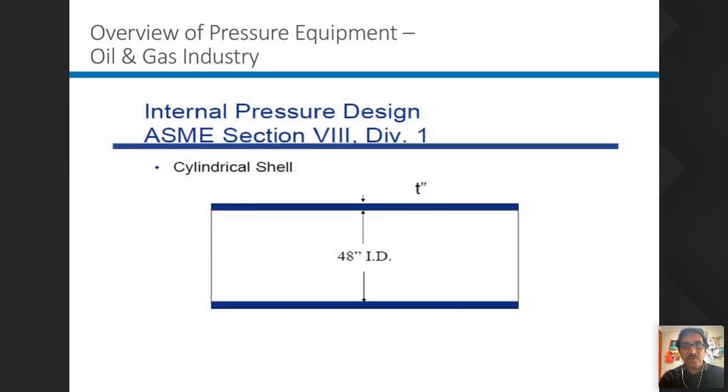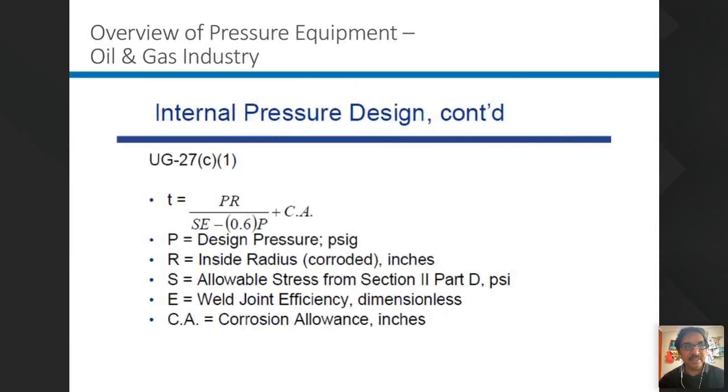Let's take a cylindrical shell of 48 inch ID. The goal is to find out what the cylindrical shell thickness, marked as T, should be. And this is what the ASME code says. If you have to design a pressure vessel for internal pressure, just go to the rule number UG-27(c)(1). The required thickness for internal pressure design for a cylindrical component is PR by SE minus 0.6P. If this looks very complicated, forget about 0.6P, that's the correction factor, and forget about the C.A. It comes to T equals PR by SE.